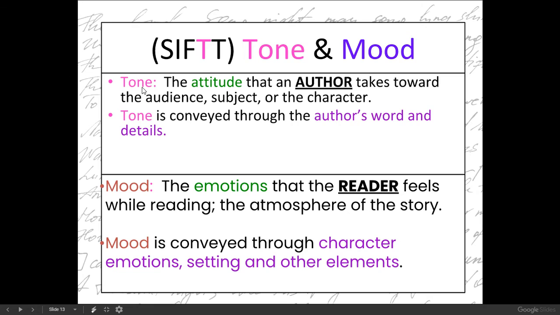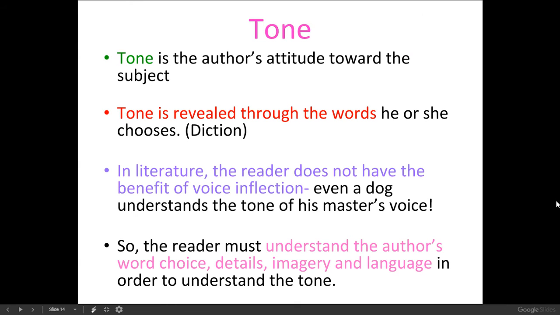The T in SIFFT stands for tone. Now remember, tone is the author's take or feelings towards the audience, the subject, or the characters. And this is conveyed through word choice and details. Whereas the mood is the emotions that the reader feels while reading. It is the atmosphere of the story. And this is conveyed through the characters' emotions, the setting, and other elements.